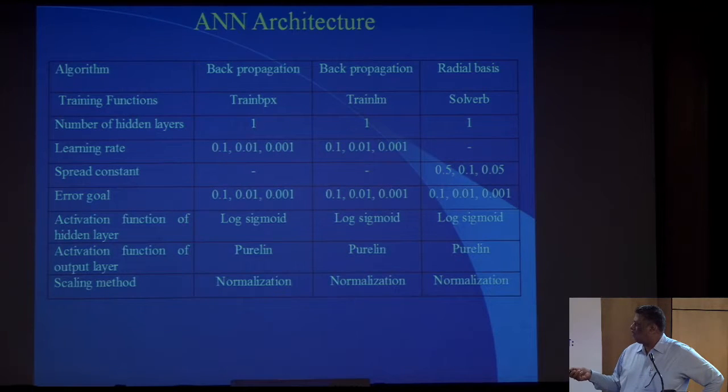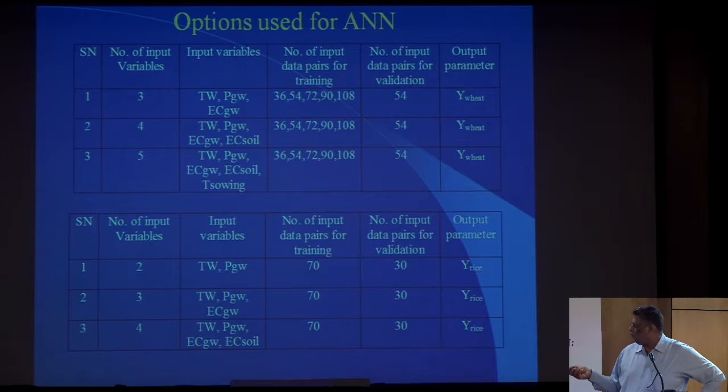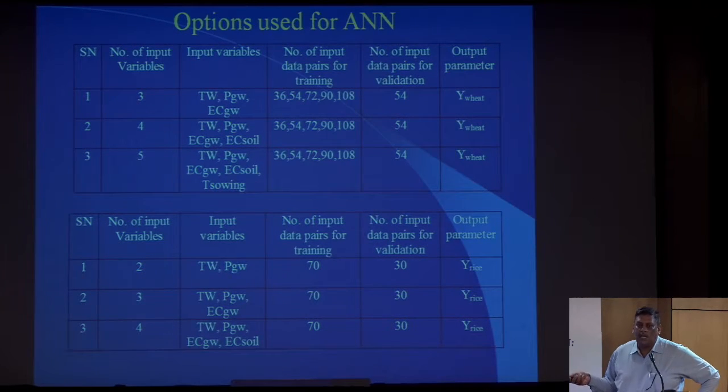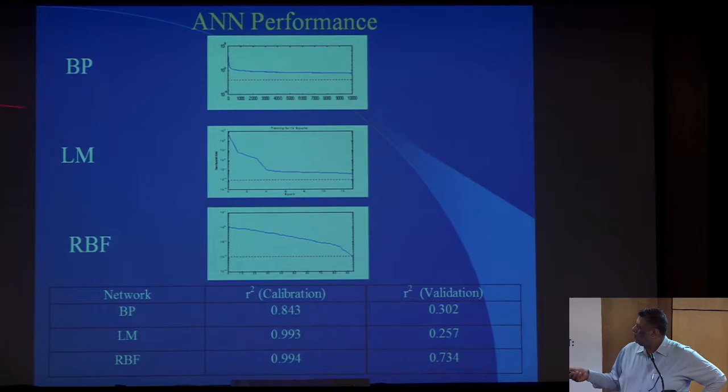This is the architecture that was employed for the ANN, and the options that we used for the ANN prediction, like the water quality and all that information, the input variables. This was employed for seeing how many input data are adequate for training the ANN, and what you can see is the ANN performance with different techniques like back propagation, Levenberg-Marquardt, and the radial basis function.